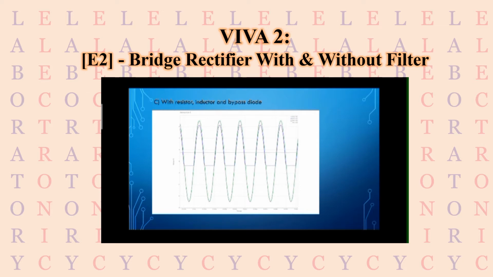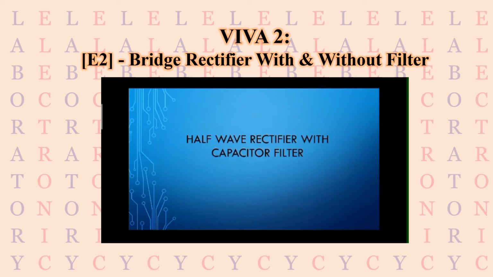Thus, it obviously shows that the voltage across the load will always be positive when it passes through the resistor, which is represented by the gray line. The half-wave rectifier in three conditions, which is with resistive load and inductor, resistor, inductor, and bypass diode with the capacitor filter will show the same result.